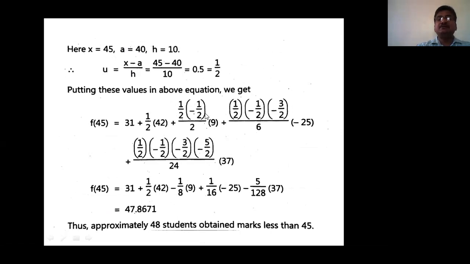Then substitute all these values in the formula. We have the answer 47.86. And this is the number of students, and this answer must be an integer. So what is the nearest integer to 47.86? 48 is the nearest integer or nearest natural number. So what is the answer? Final answer: 48 students obtain less than 45 marks.